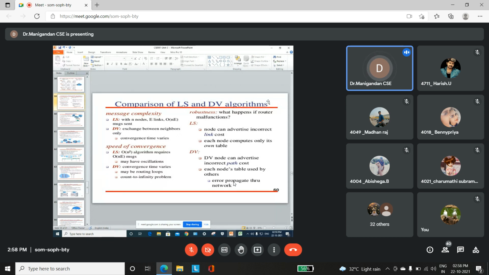Regarding robustness, with link state, nodes can advertise incorrect link cost, but each node computes only its own table. Each and every node executes link state on its own, from path to path. With distance vector, a node can advertise an incorrect path cost, so there is error propagation through the network. If there is an error on one path to another path, it will propagate through the network. These are the differences between link state and distance vector routing.